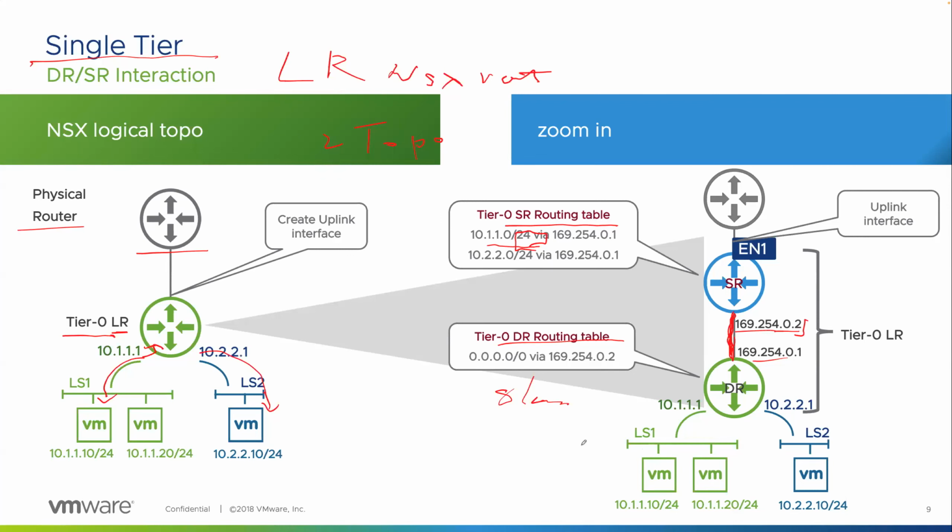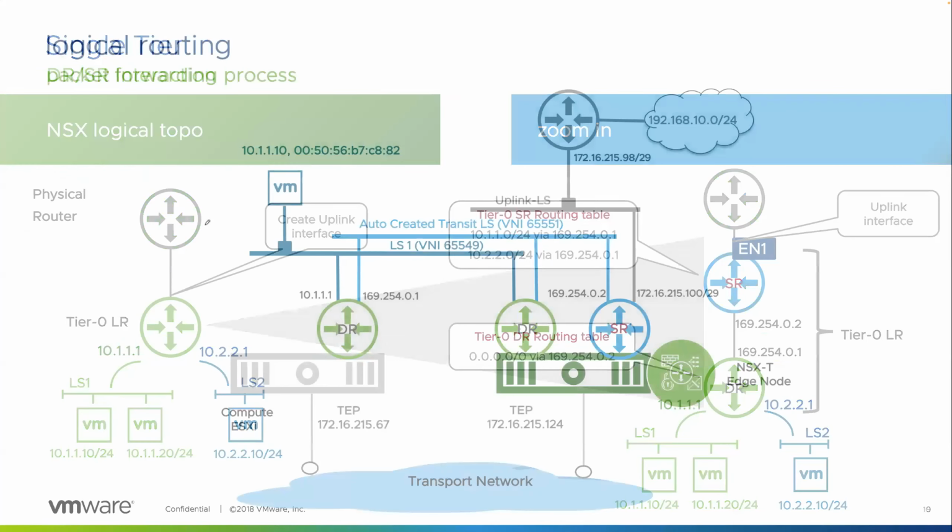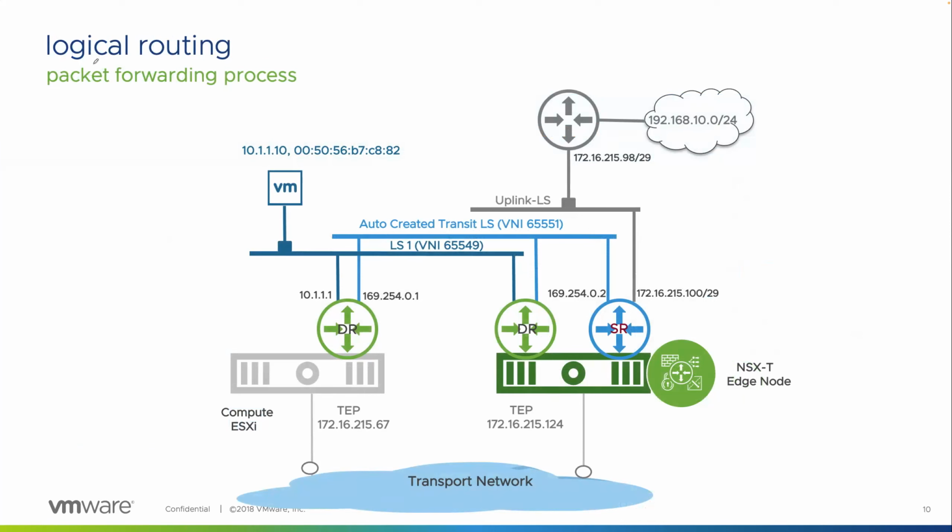So that's a single tier, so logical routing. This is the start of the packet forwarding process. We have a lot of packet forwarding processes in a later chapter, but this is the very beginning of it, and the simplest one.